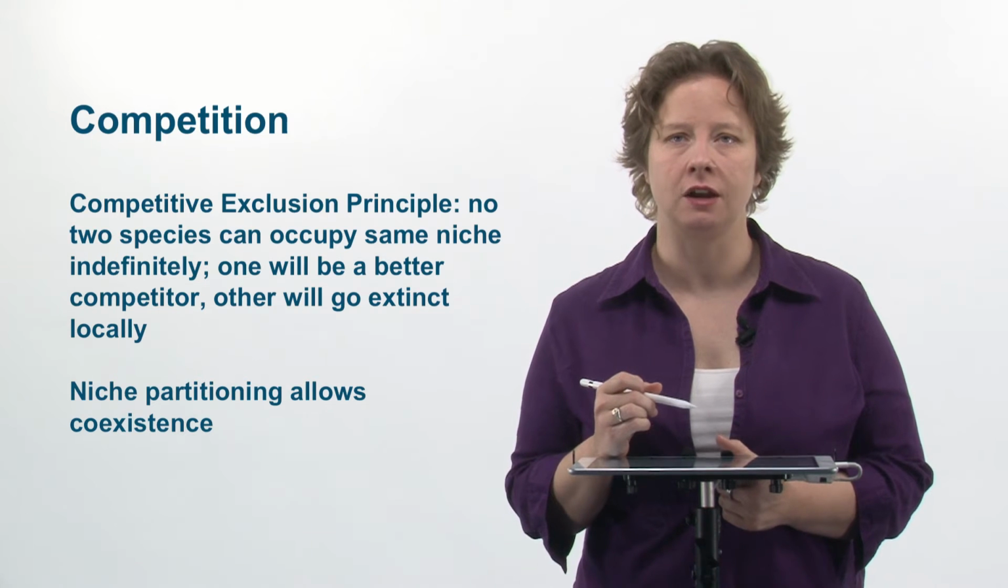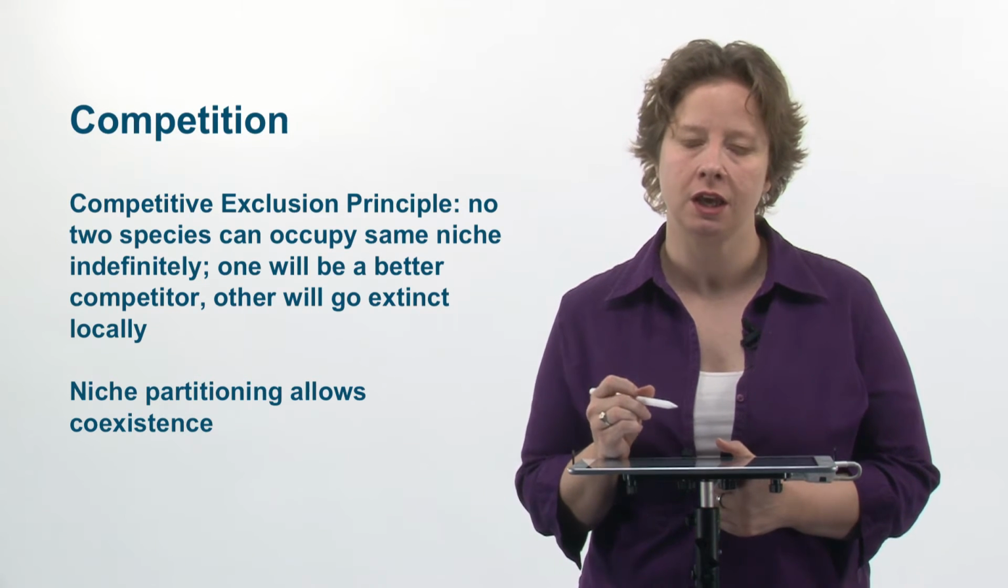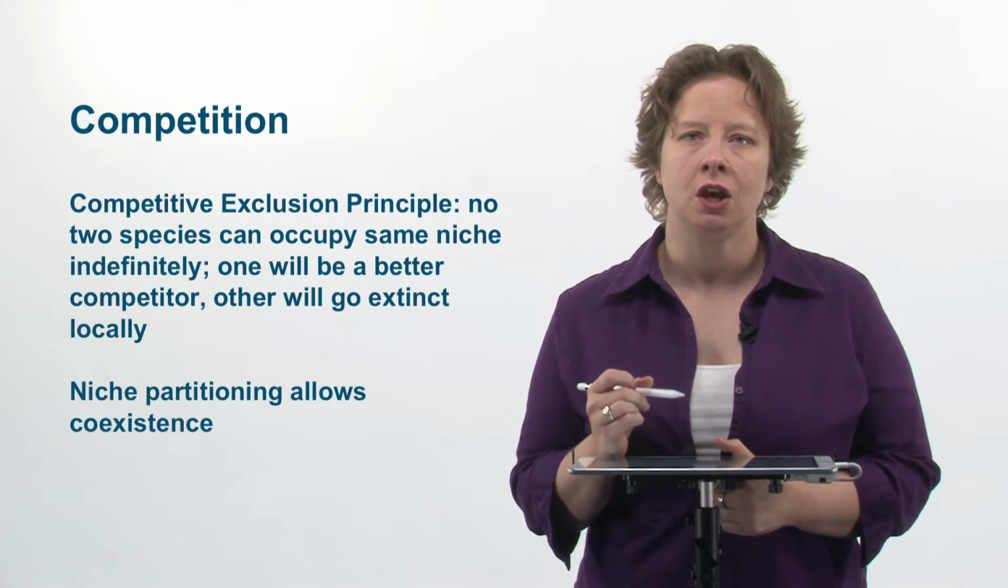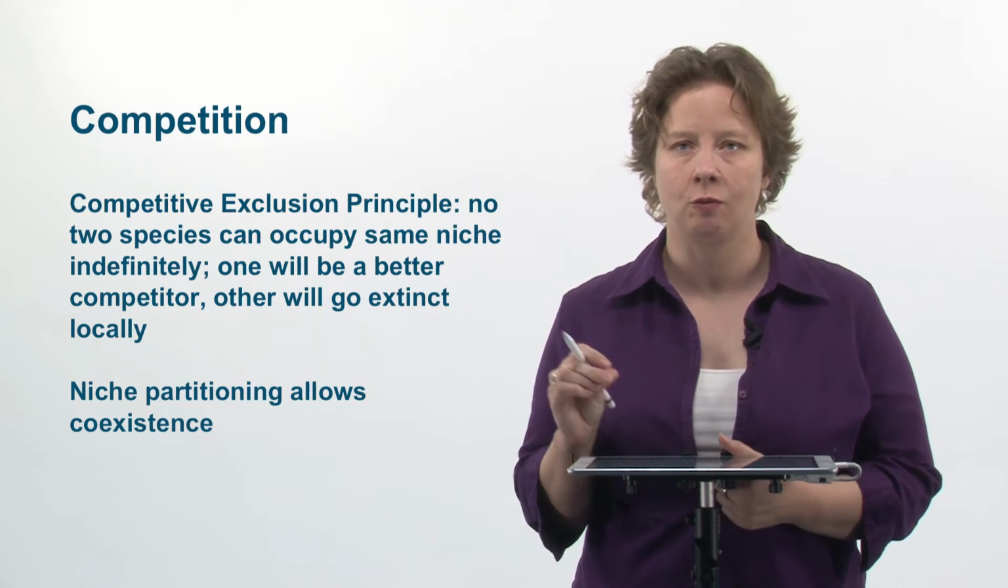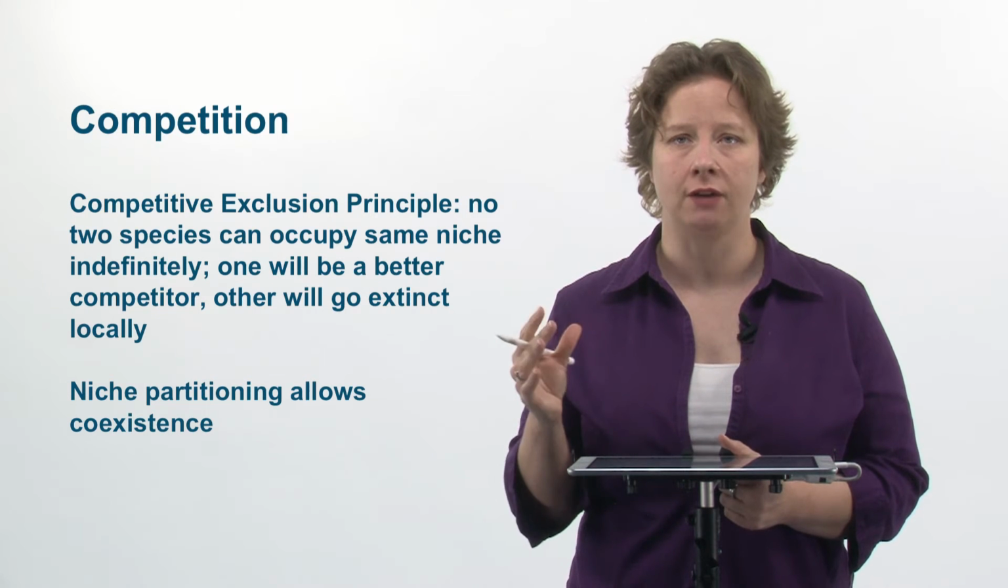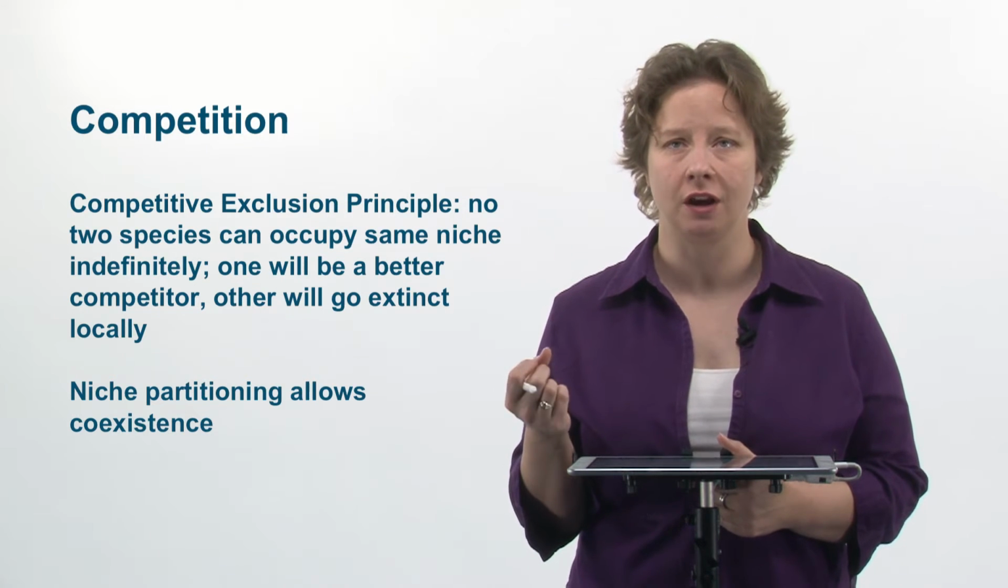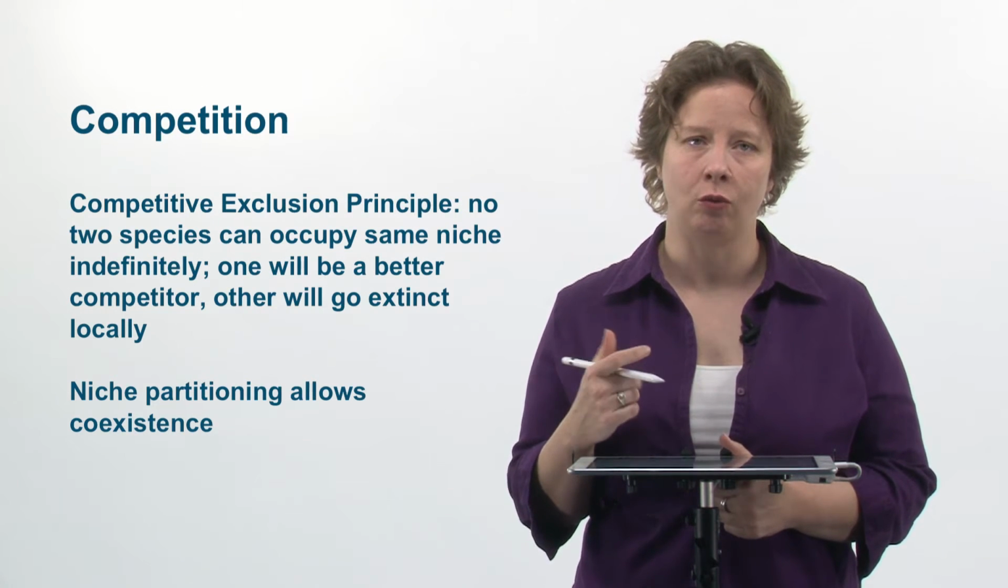The competitive exclusion principle says that no two species can occupy the same niche indefinitely because one will be a better competitor and the other will go extinct locally. So that means that basically two species can't try to do the exact same thing, the exact same way, at the exact same time forever because one of them will do it better than the other and the one that doesn't do it as well will go extinct.